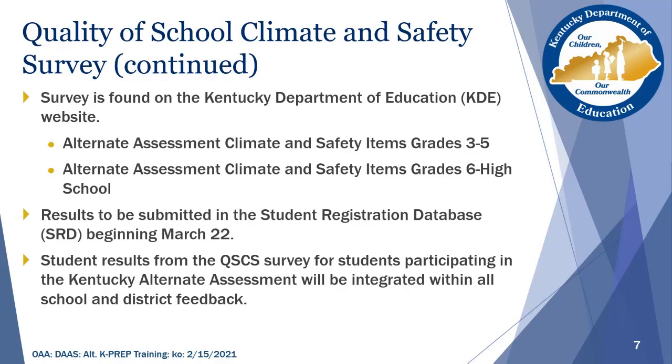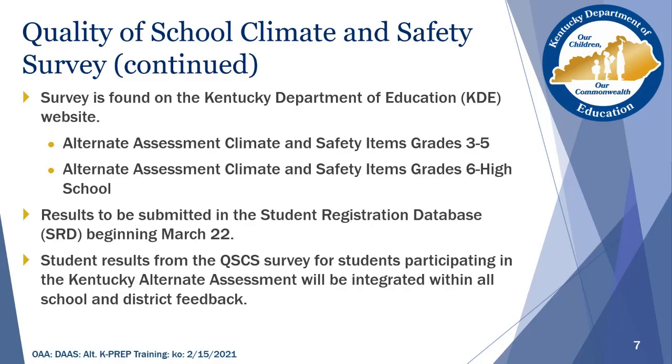The Student Registration Database, or the SRD, will house results from the survey. The results may be entered from March 22nd through June the 4th, which is the last day to enter any type of data into the Student Registration Database.